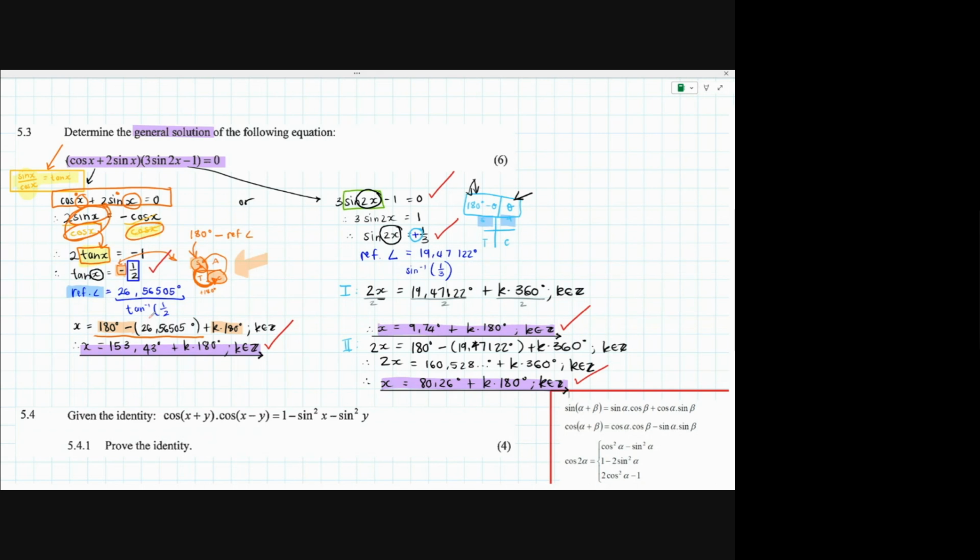All right, so I'm just going to stop there for you guys to take a screenshot, and then we'll have a look at the next type of question, which is proving an identity.